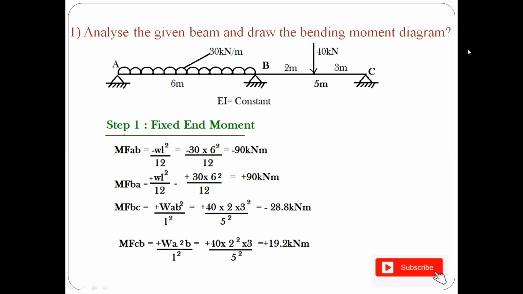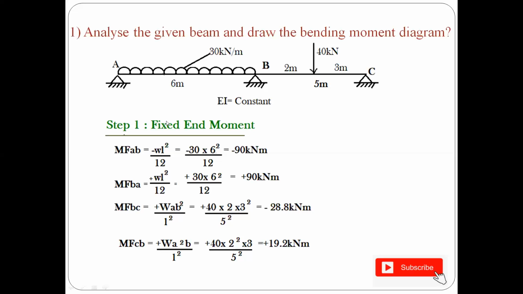So the very first step whenever you get a problem is to find your fixed end moment. So your step 1 is fixed end moment. Here you're going to calculate the fixed end moment for the spans AB and BC. In your span AB, there are two members, one starting from A towards B and the other one starting from B towards A. So you have the fixed end moments MFAB, MFBA, and similarly for the BC span you have MFBC and MFCB. MFAB means starting from A towards B and MFBA means starting from B towards A. MFBC means starting from B towards C and the same for CB.